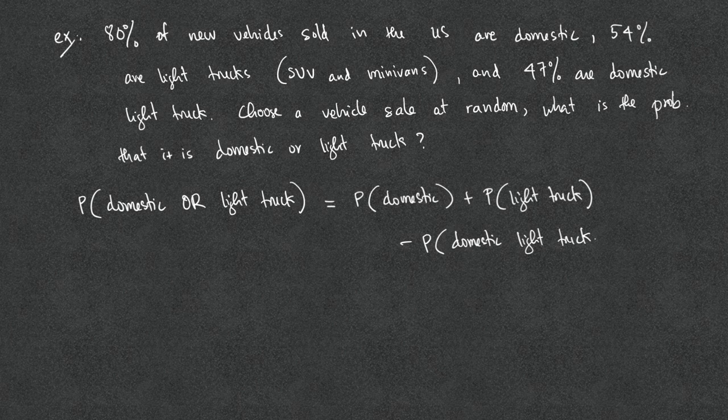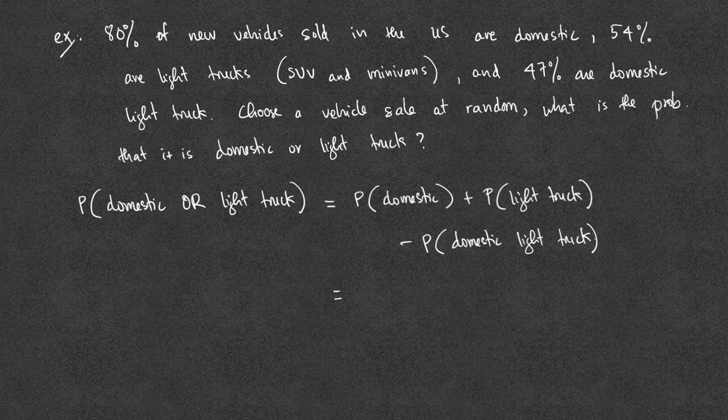We were told that 47% of new vehicles sold are domestic light truck. What that means is that the probability of domestic light truck, which is the third term in this expression, is going to be 0.47. We were told that 54% are simply light trucks and 80% are domestic. And so we basically have all of the probabilities that we need. We just need to substitute them.